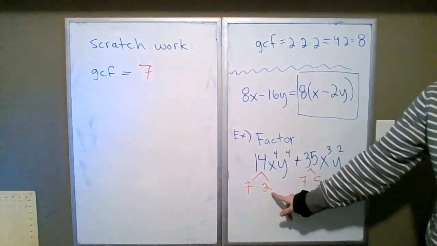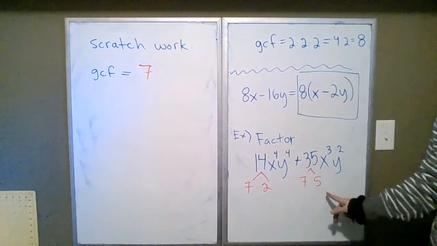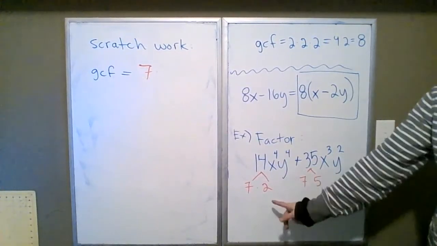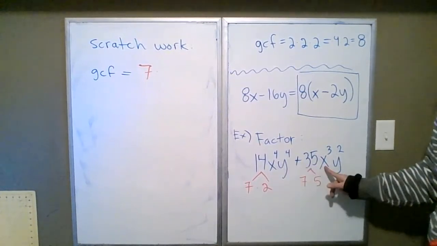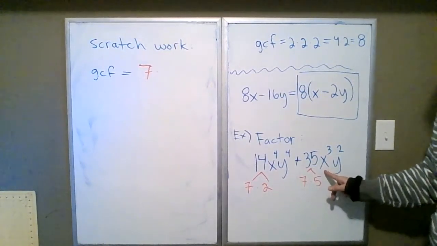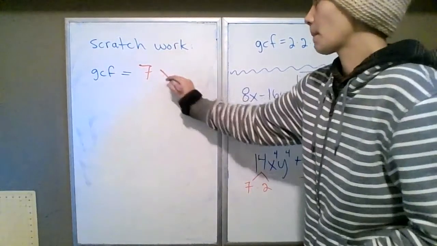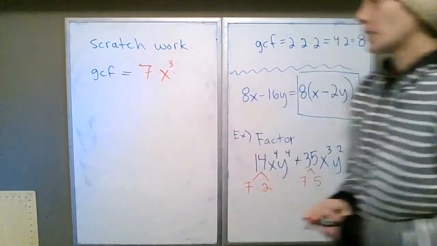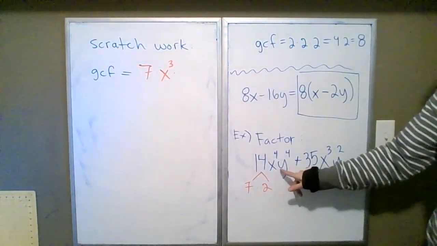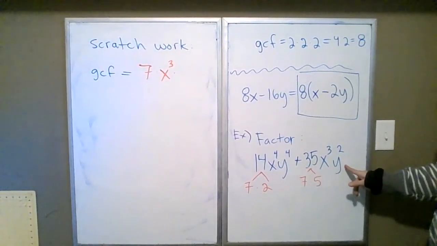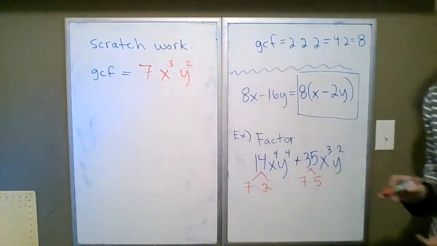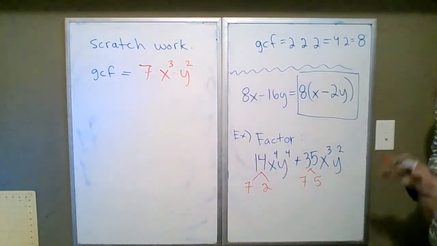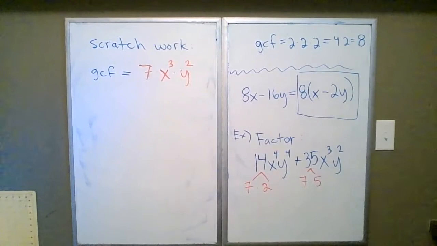There's a 2 as a factor, but it's not common to both terms. There's a 5 as a factor over here, but it's not common to both of the terms. There is an x in both terms, and for the variable, take the smallest power. So use x cubed. And then for y, we're taking the smallest power, which is y squared. And it's all multiplied together. 7 times x cubed times y squared is the greatest common factor.